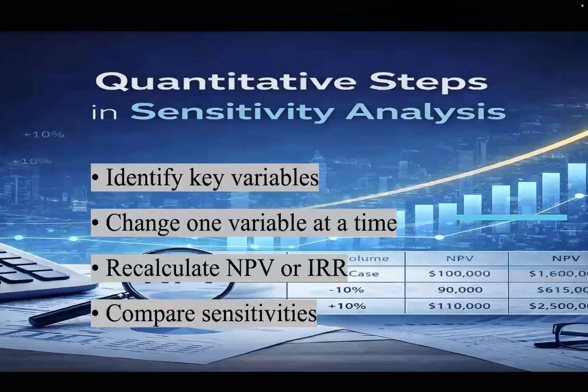The quantitative process of sensitivity analysis begins with identifying key financial variables such as sales volume, sales price, operating costs, and discount rate. Each variable is adjusted one at a time, while all other assumptions remain constant. The project's net present value or internal rate of return is then calculated. Ross and his colleagues emphasize that this process allows managers to clearly see which variable creates the most financial risk.